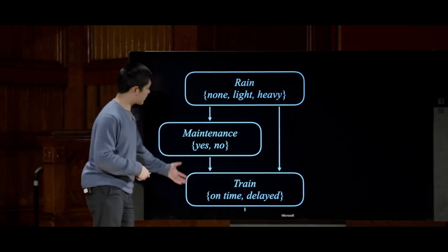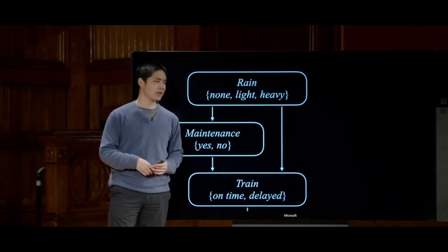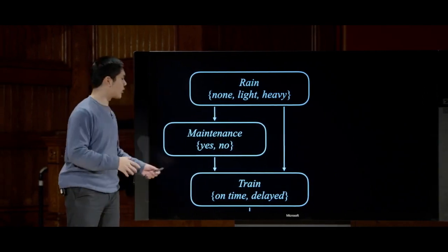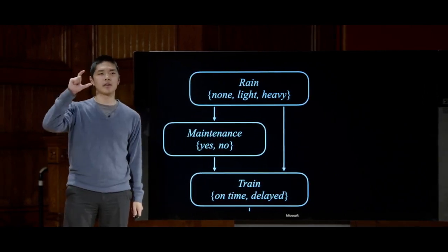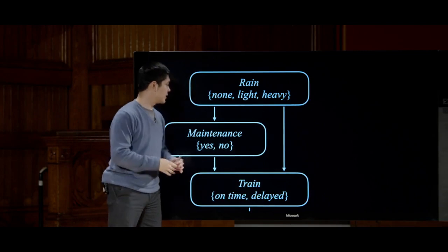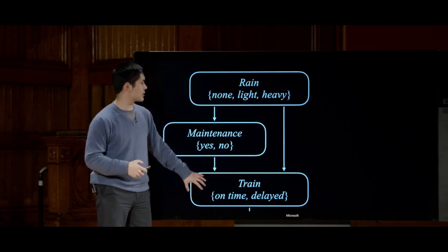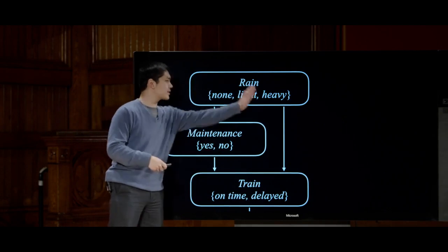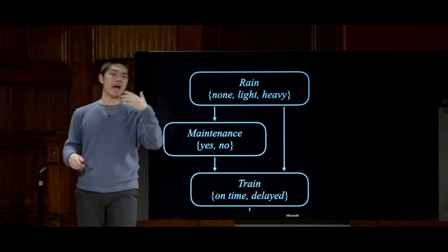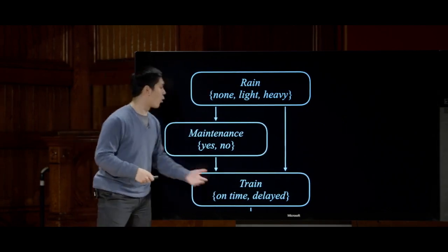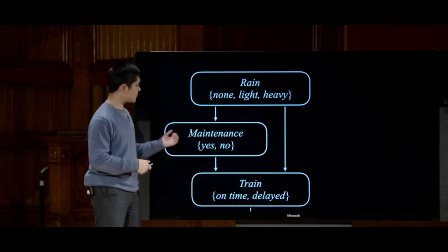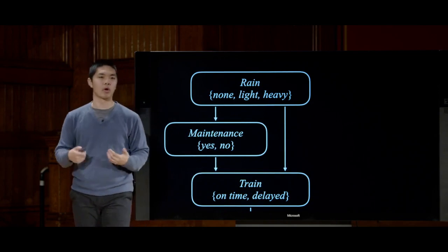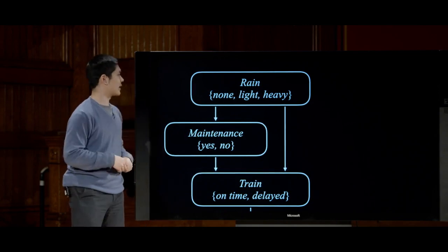Here we have a node inside of our Bayesian network called train, that has two possible values, on time and delayed. And this node is going to be dependent upon the two nodes that are pointing towards it. Whether or not the train is on time or delayed depends on whether or not there's track maintenance, and it depends on whether or not there's rain. Heavier rain probably means it's more likely that my train is delayed. And if there is track maintenance, that also probably means it's more likely that my train is delayed as well.